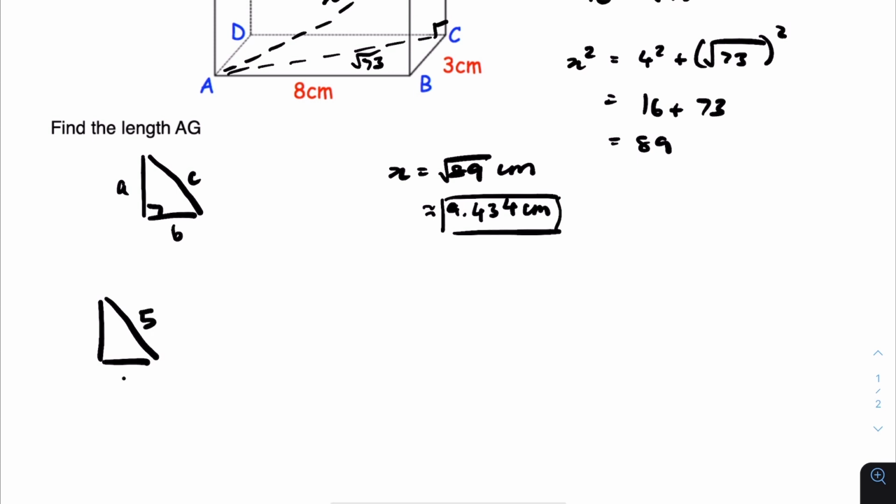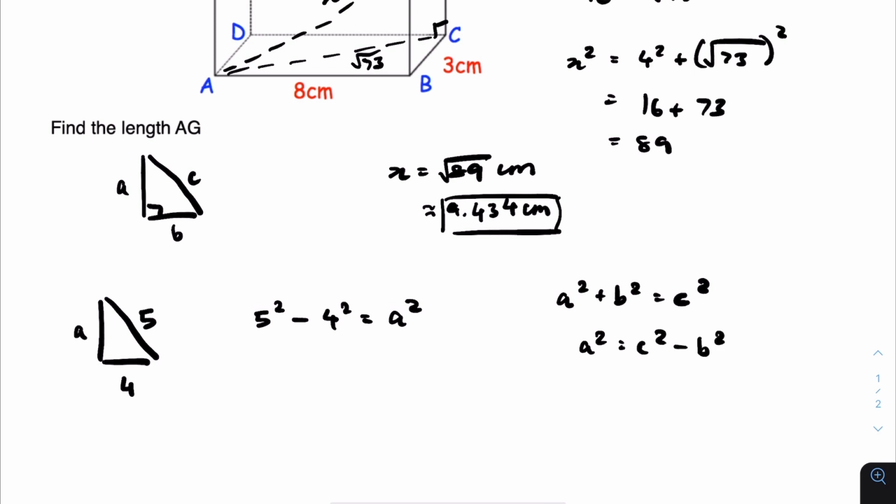So let's say we had C is 5, B is 4, but we don't know what this length over here is. Let's call that A. So we could just rearrange Pythagorean to get 5 squared minus 4 squared is equal to A squared. As if we look at the original equation, A squared plus B squared equals C squared, we can rearrange that to make A squared is equal to C squared minus B squared. And through this method, we get 25 minus 16 equals A squared, and A equals 3, as A squared equals 9.